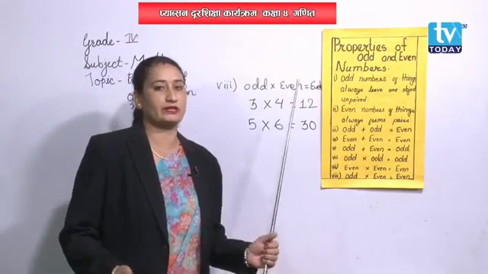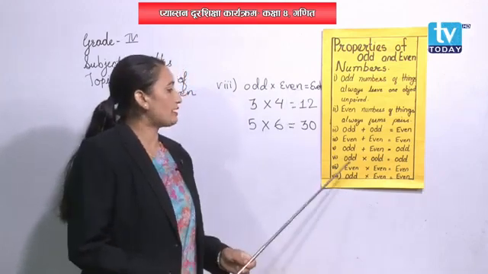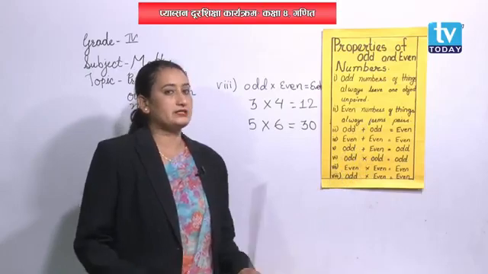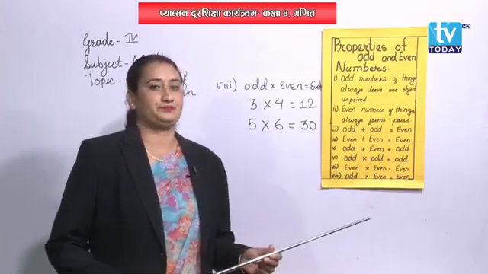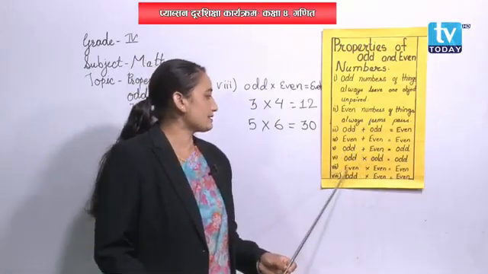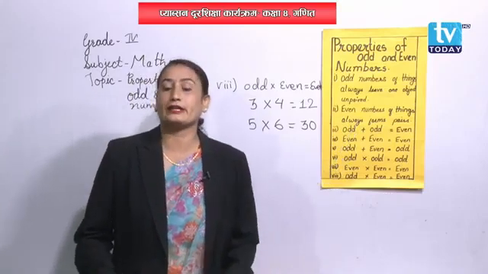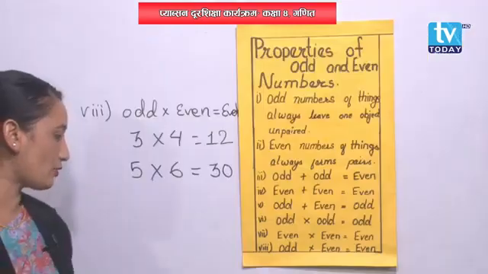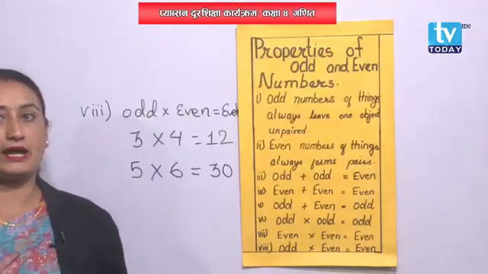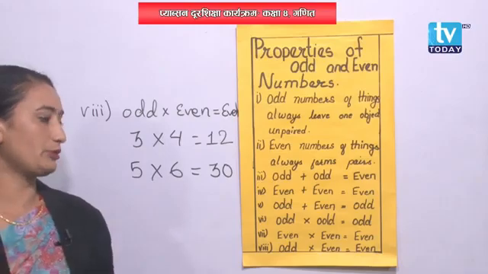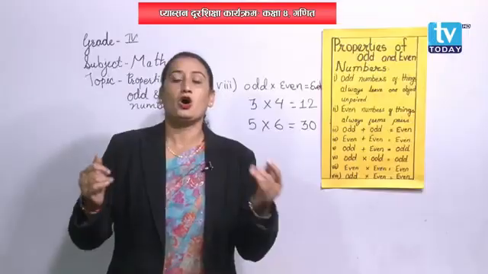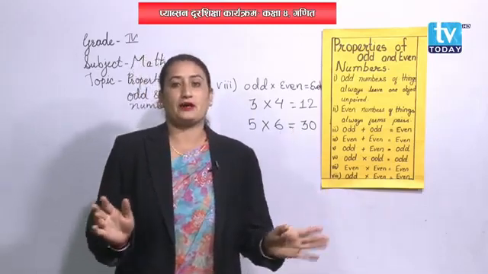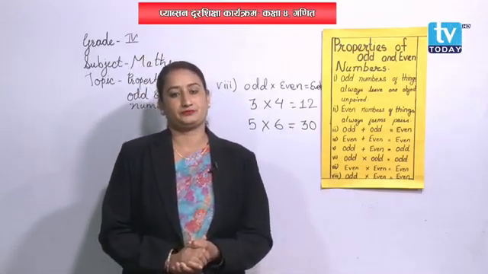I have shown these with examples also. So next is, if we multiply odd and odd numbers, then we will get an odd number. And next is, if we multiply even and even numbers, we will get an even number. The last one is, if we multiply odd and even numbers, we will get an even number. Okay students, these are the 7 properties of the numbers.